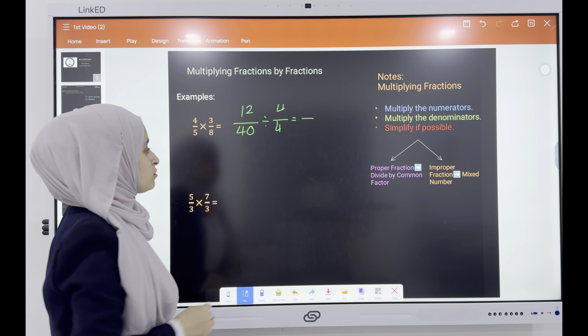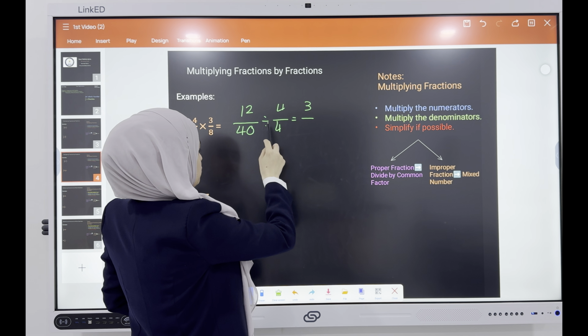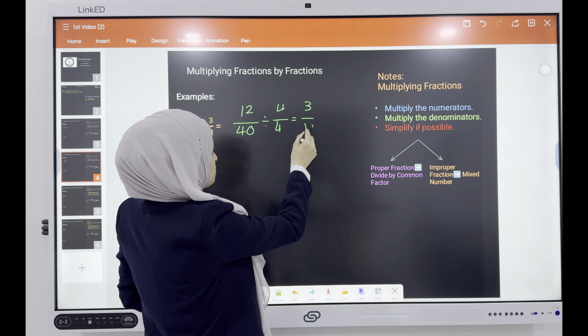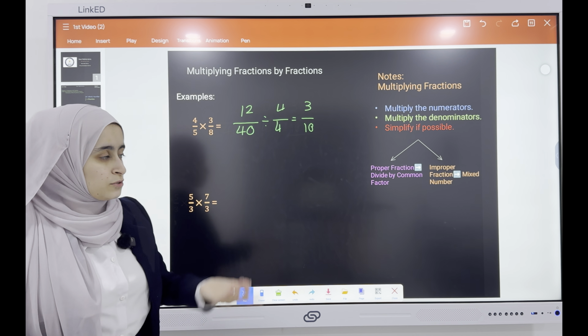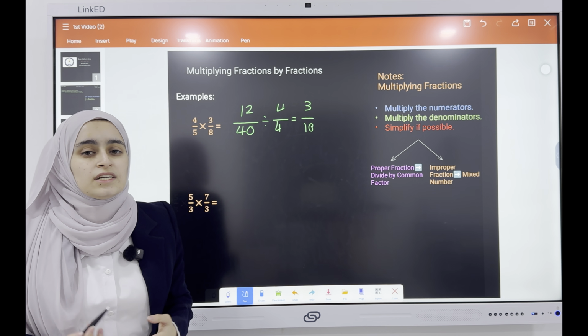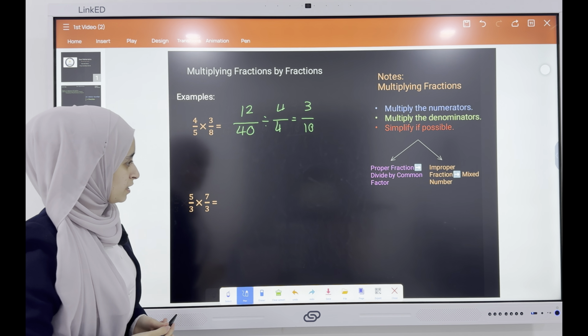12 divided by 4 is equal to 3. 40 divided by 4 is equal to 10. Now we don't have any common factor between 3 and 10. It means 3 over 10 is the simplest answer.